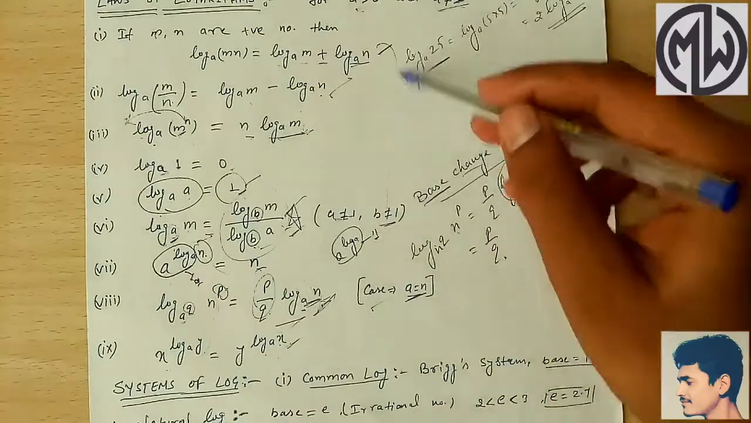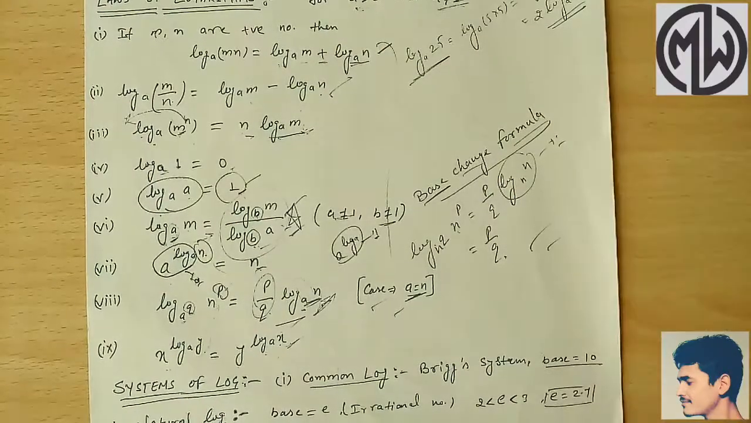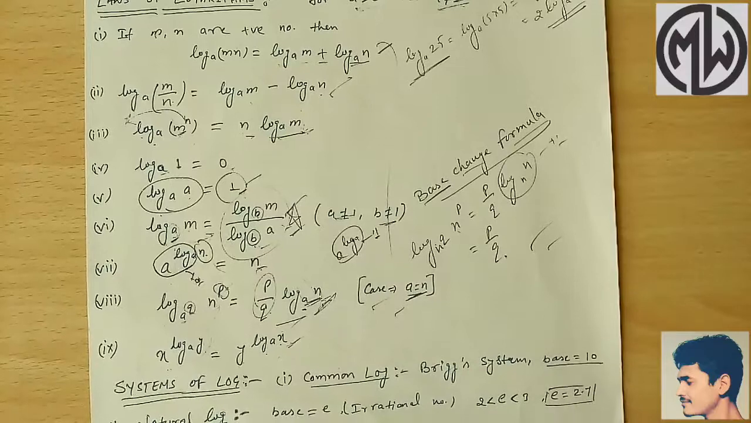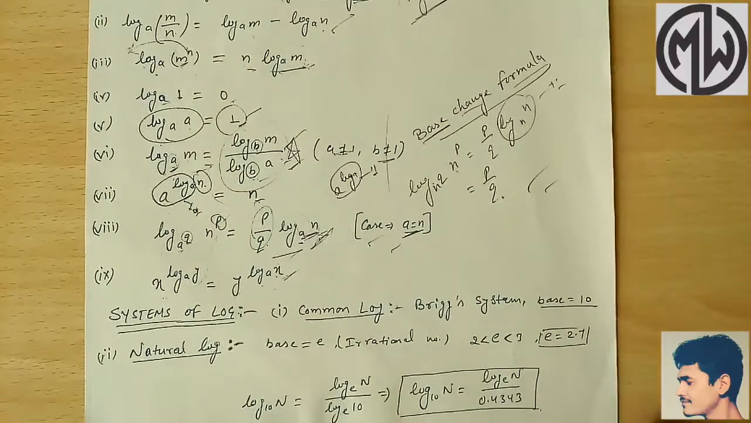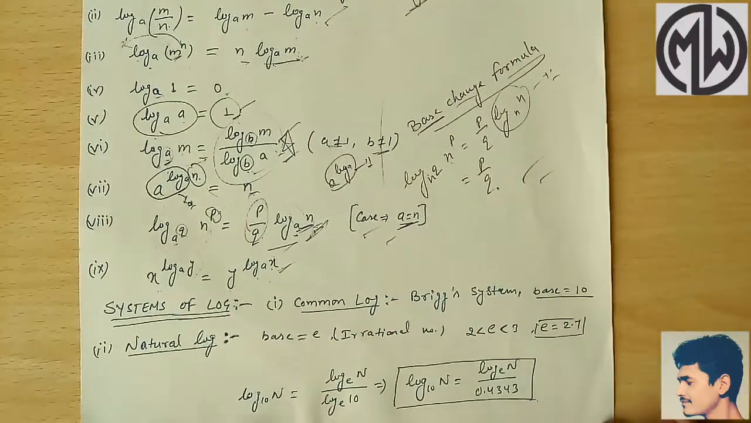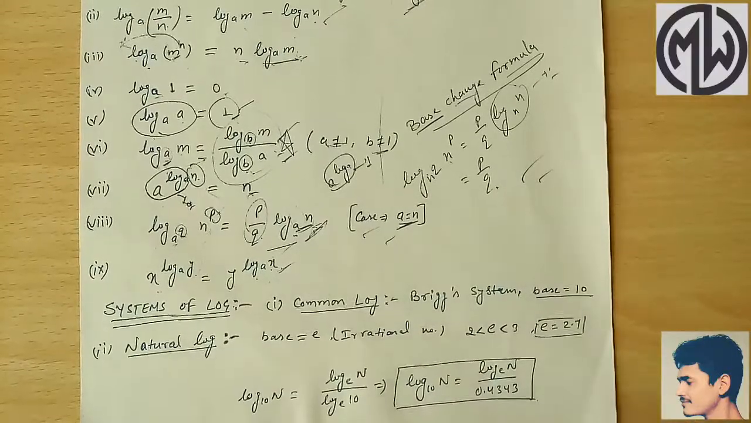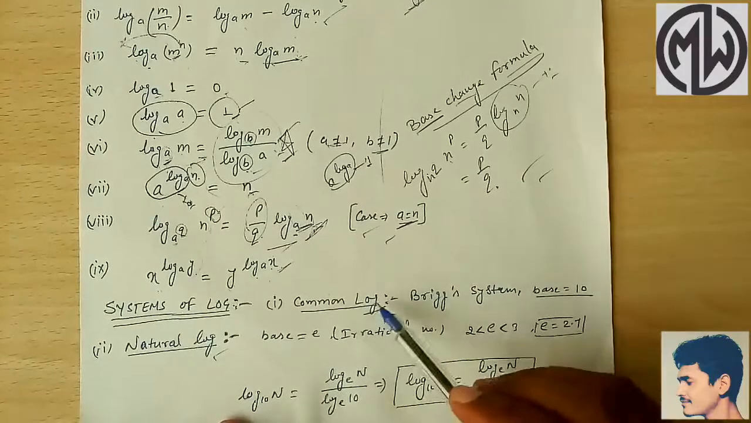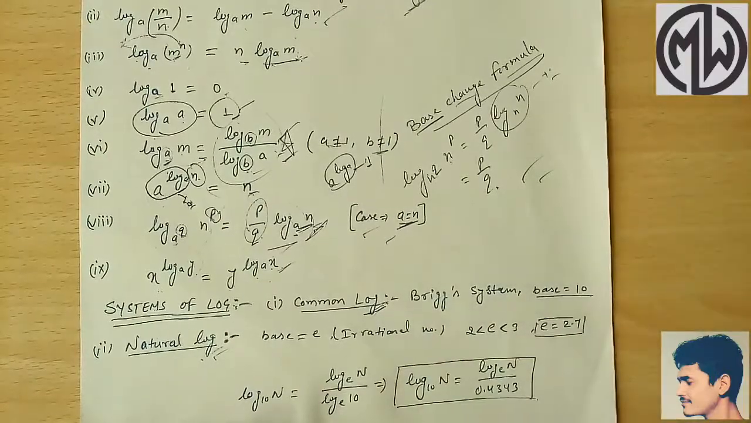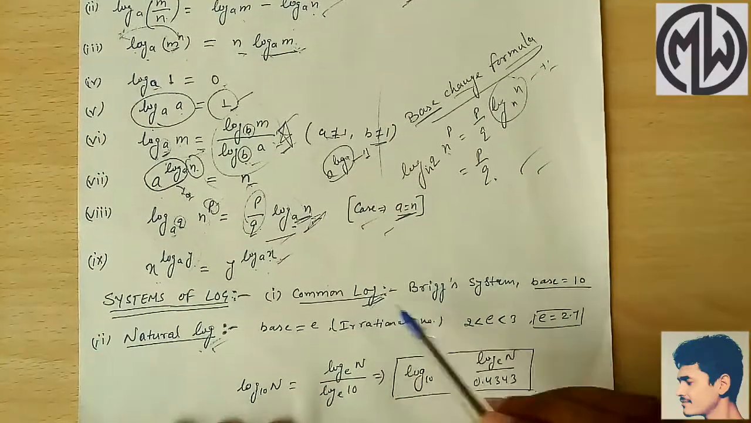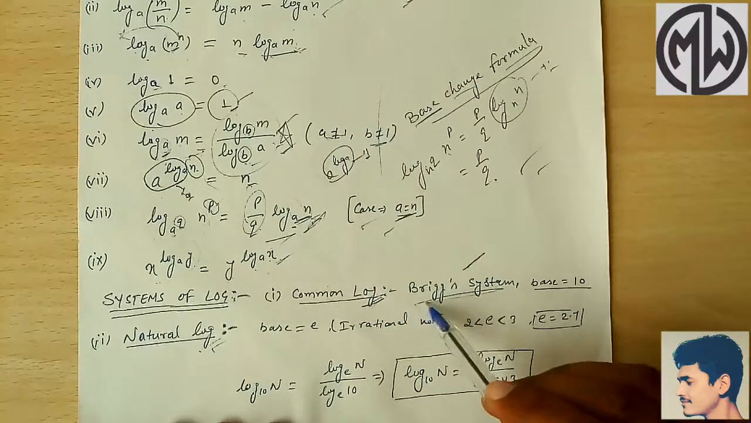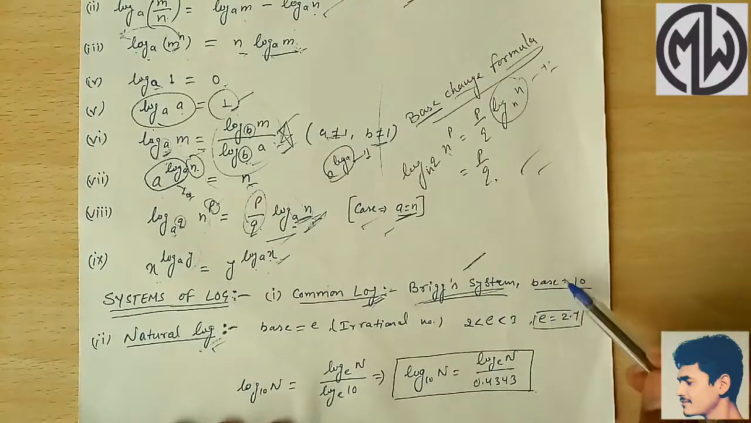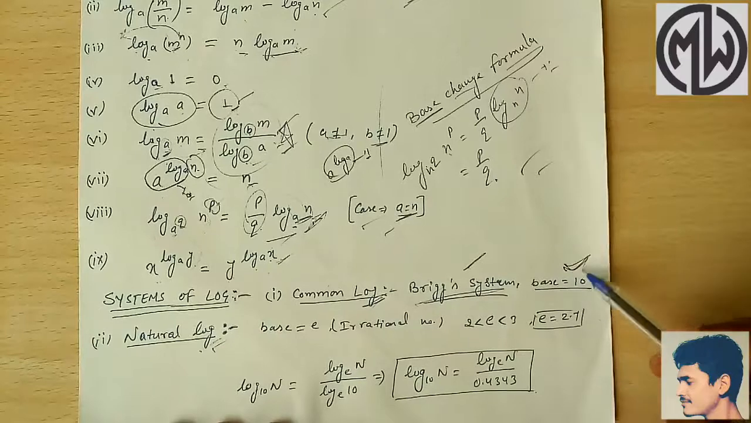So by these properties we can solve many questions. Alright, our last topic of today is the system of logarithm. We have basically two systems in logarithm. First is the common log and second is the natural log. The common log system is also called the Briggs system. In this system we take the base as 10.